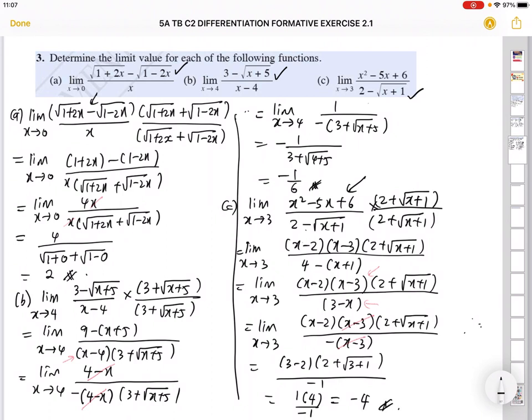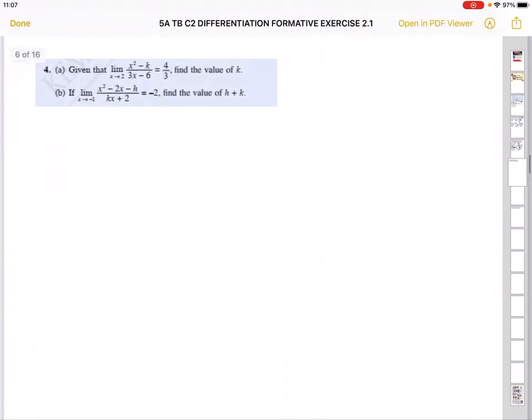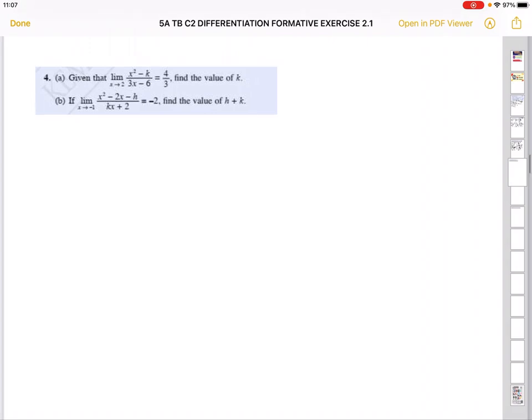Okay, moving on to question number 4. All right, okay, number 4, this question is a little bit unique because normally they will ask you to sub inside the limit, and we of course have to do some modification first before you substitute. Modification as in you factorize or you rationalize the denominator or simplify first. But here, if you look at the question, we are given the limit of x approaching 2 of x squared minus k over 3x minus 6 equals 4 over 3. Now, so this is a question mark.